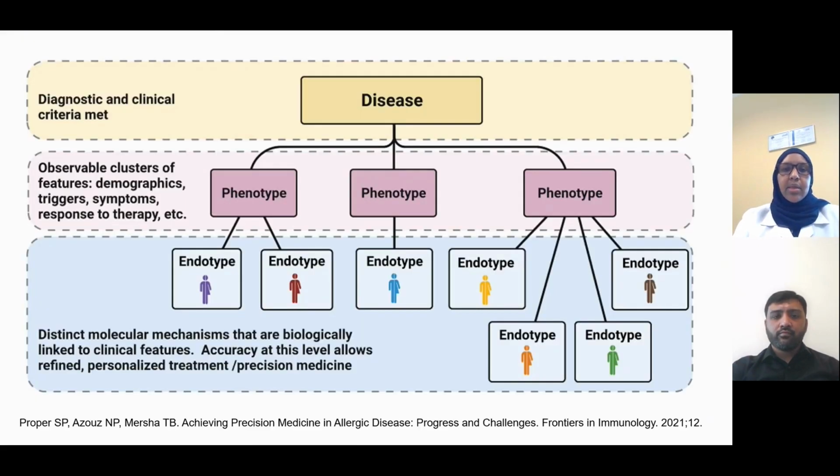Initially, let me introduce you to the concept of disease phenotype and endotype. So the disease is defined by presence of diagnostic and clinical criteria. The phenotype is observable clusters of features like demographics, triggers, symptoms, and response to treatment. And the endotype is defined by the molecular mechanisms that drive the disease phenotype.